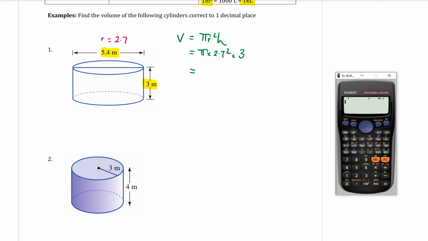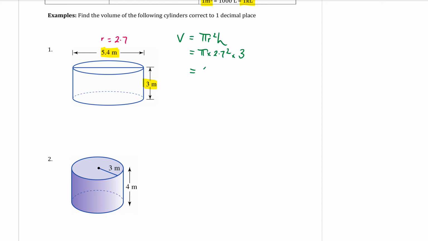To get that pi symbol, remember we press shift and the pi button down the bottom there, times 2.7 with the squared, times 3, equals. Now the question said one decimal place, so that will be 68.7. The units will be metres cubed.